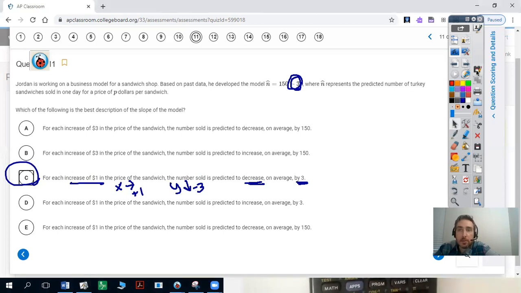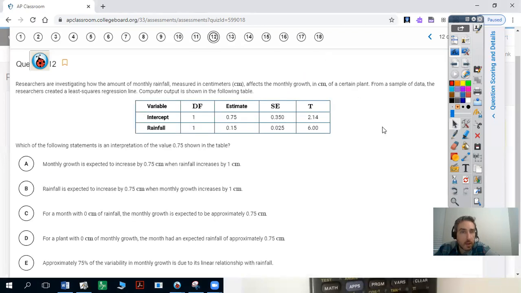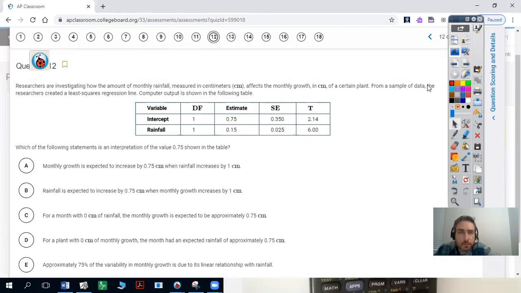All right, number 12, we're getting there. It's a long problem, long set of problems. Appreciate you hanging in there. Also, my favorite color is blue, mention that.